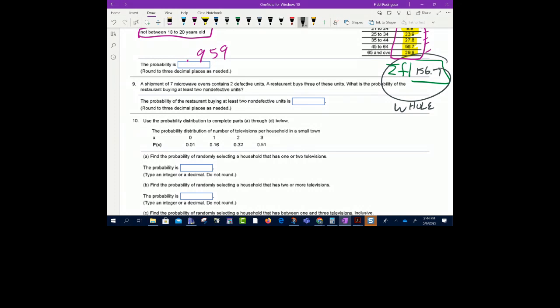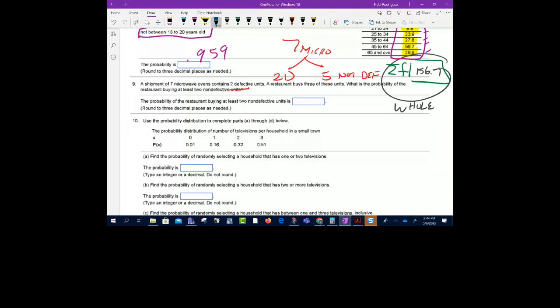Okay, so let's think about it like this, y'all. We have 7 microwaves, right? Out of those 7, 2 of them are defective, right? Doesn't that mean if 2 of them are defective, 5 of them are not defective, right? Okay, so y'all, how many are we going to buy? Anybody know how many we're buying of these things?